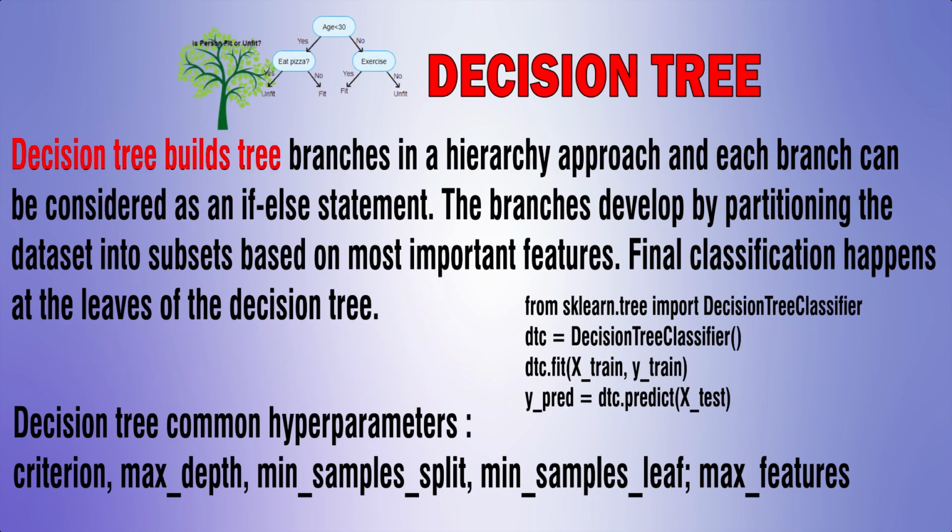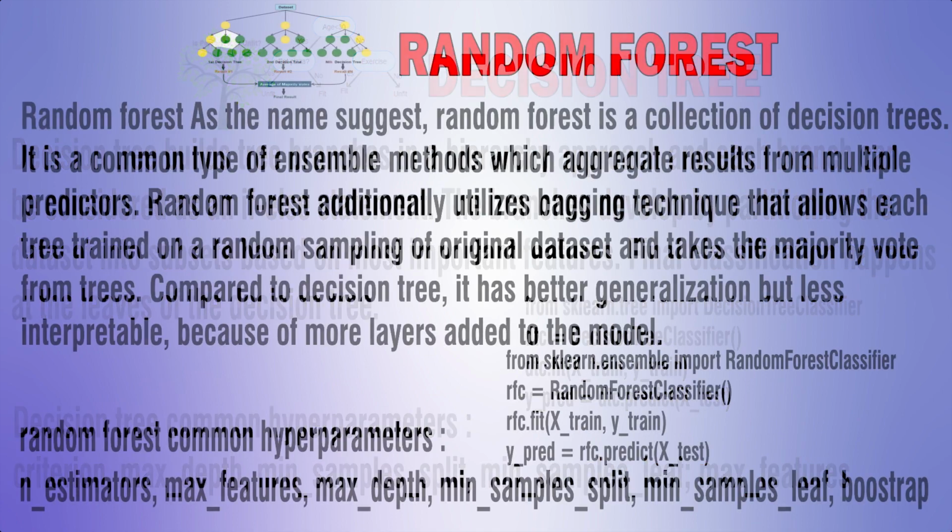Decision tree. Decision tree builds tree branches in a hierarchical approach, and each branch can be considered as an if-else statement. The branches develop by partitioning the dataset into subsets based on the most important features. Final classification happens at the leaves of the decision tree. Decision tree common hyperparameters: criterion, max depth, min samples split, min samples leaf, max features.